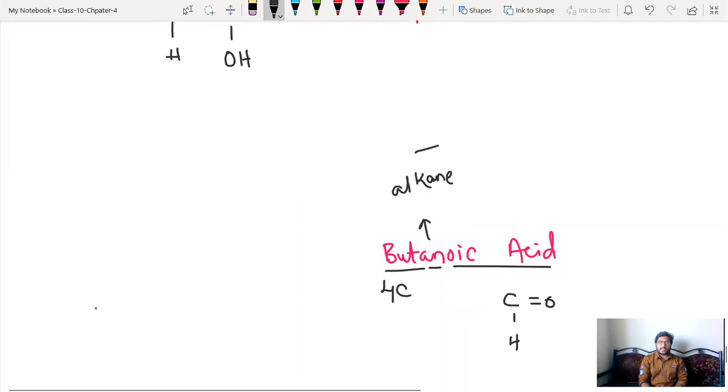Let us combine all together. First 4 carbons, 1, 2, 3, 4. Second one, single bond between carbons. Single bond, single bond, single bond. That's it. Next, satisfy valency. Before that, what we can do? You can add oic acid: double bond O, single bond OH. Now, if you observe this 4th carbon, valency 4 satisfied. Third carbon, 2, 3, 4. Second carbon, 2, 3, 4. First carbon, 1, 2, 3, 4. Add all hydrogens. That's it. We got butanoic acid.